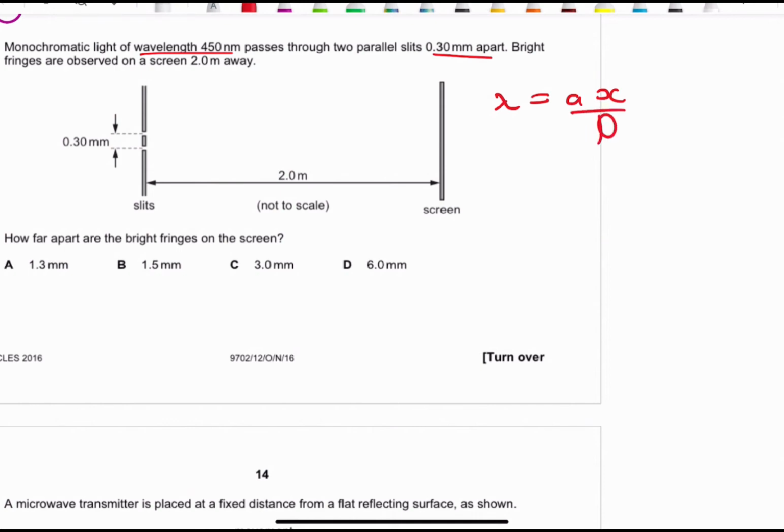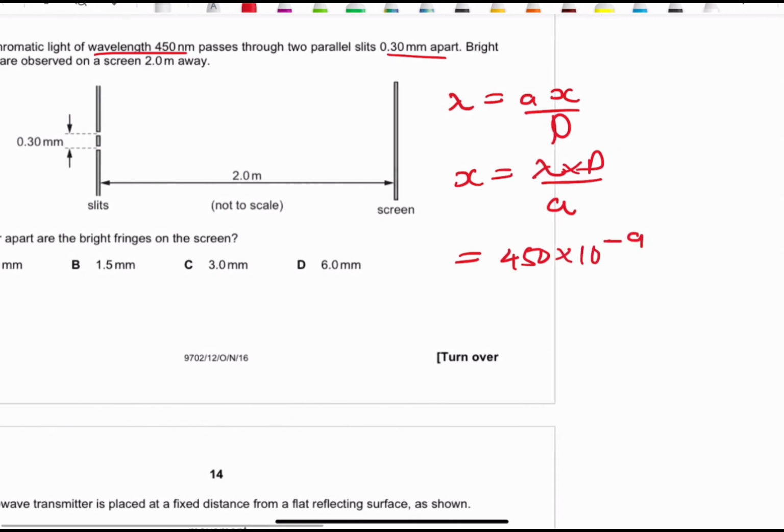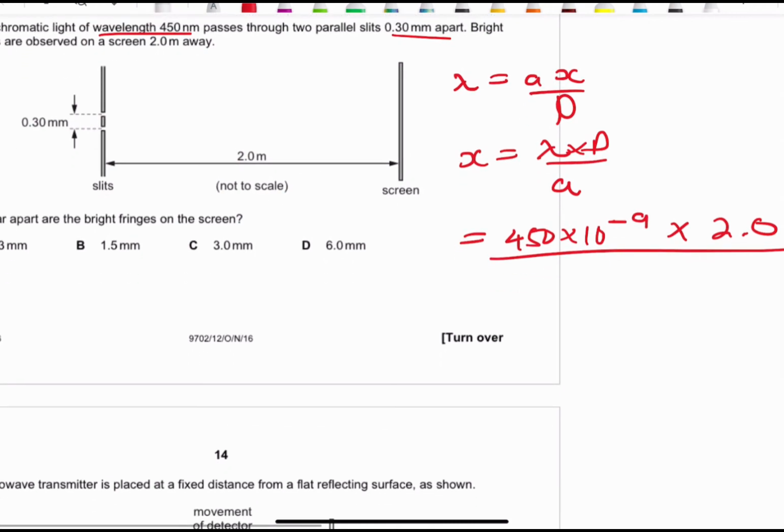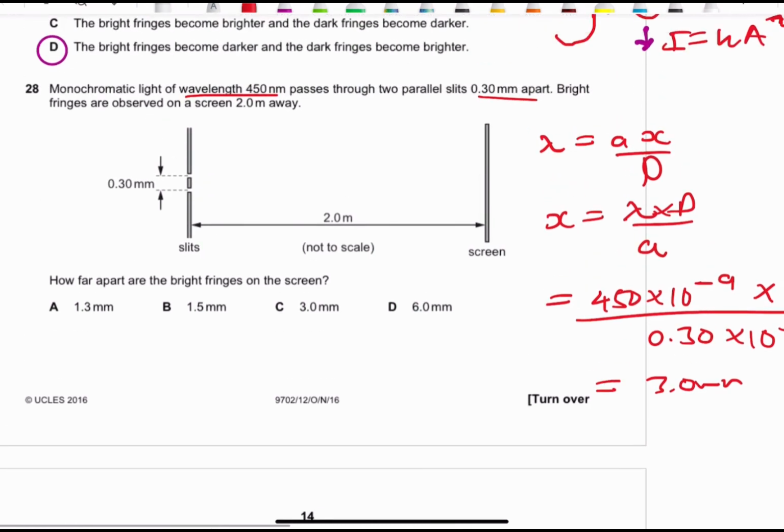What are we trying to find in this equation? We're trying to find the value of x. So the value of x is actually lambda times D divided by a. What is our lambda? 450 times 10 to the power of -9, multiplied by, what is the value of D? 2.0, divided by the value of a, which is 0.30 times 10 to the power of -3. That's going to give us about 3.0 millimeters, right? So 3.0 millimeters, our answer is C.